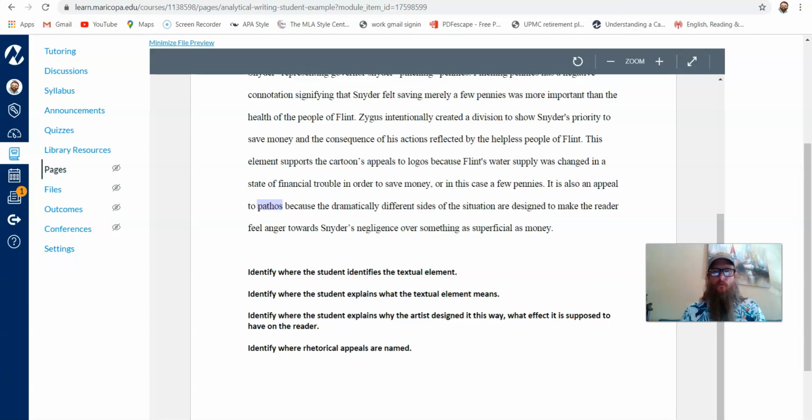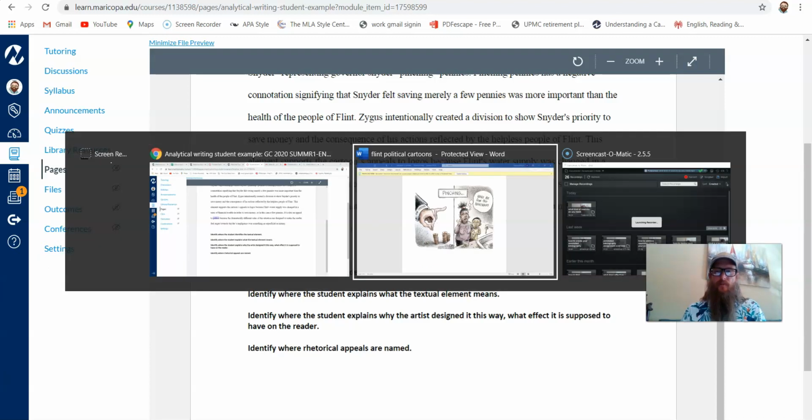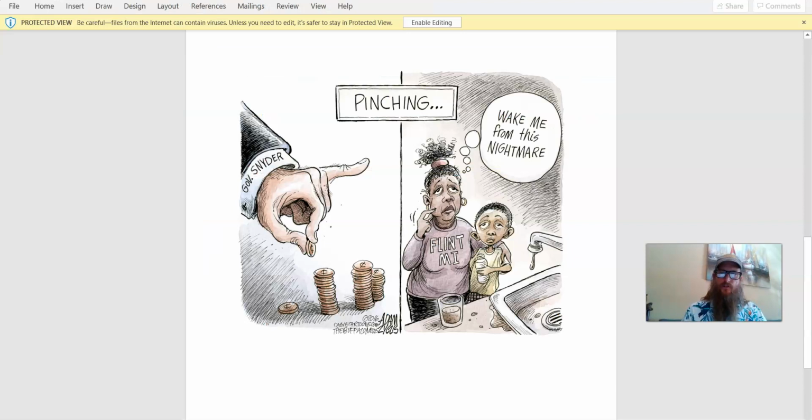Okay, so, again, this is a good sample paragraph. It's not perfect, but it shows you what I'm looking for. And it's reassuring, right? Because it comes from a student who's taken the same class, had the same assignment as you, right? Lots of other textual elements to talk about here, right? And, you know, you want to make your own interpretations.